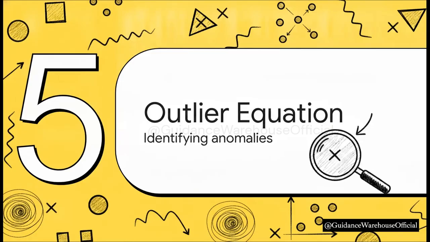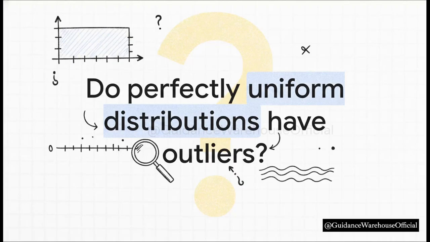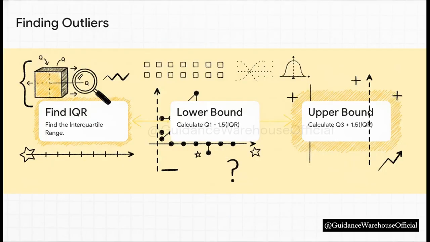Section 5, the outlier equation and identifying anomalies. Now let's connect this back to identifying anomalies, because honestly, this is where the math gets super interesting. You might be staring at your box plot right now and wondering, wait, do perfectly uniform distributions even have outliers? I mean, if every single number between 0 and 1 is equally likely, how can any number be an outlier? Well, here's the thing. Whether your eyes think they see an outlier or not on the graph, in statistics, we absolutely must always justify our answer numerically. And this brilliantly illustrates exactly how we do it.